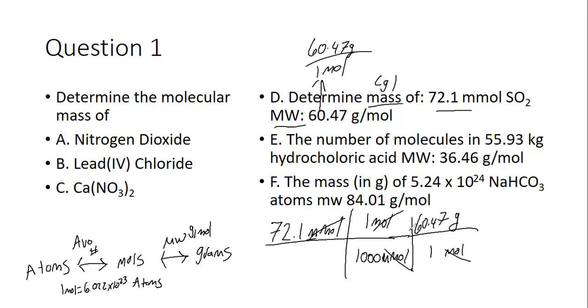Take everything at the top, multiply it together, divided by everything on the bottom. Assuming I did everything right, I got 4.36 grams of SO2. And sig figs should be 3 because this has 3 sig figs and this has 4 sig figs. So I should take the number that has the least number of sig figs for my answer. All right, so there's D for you.